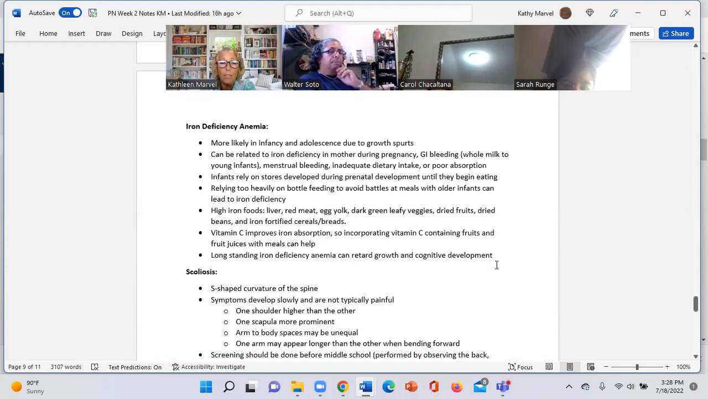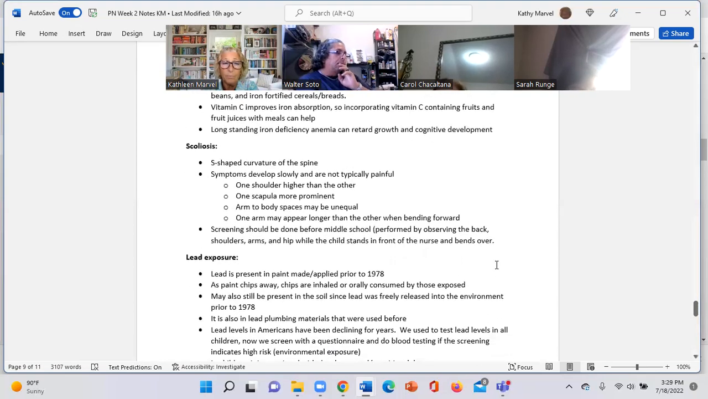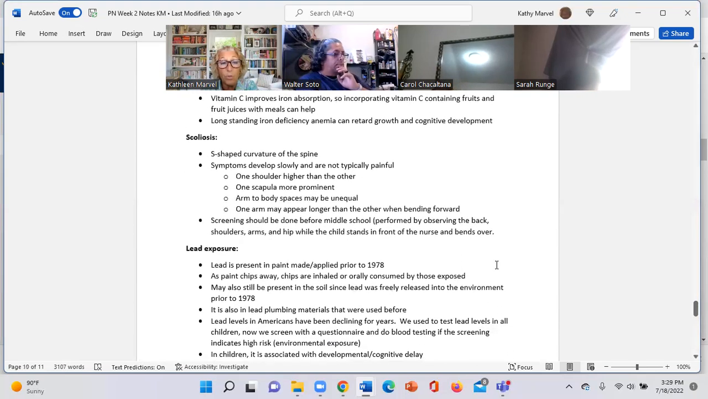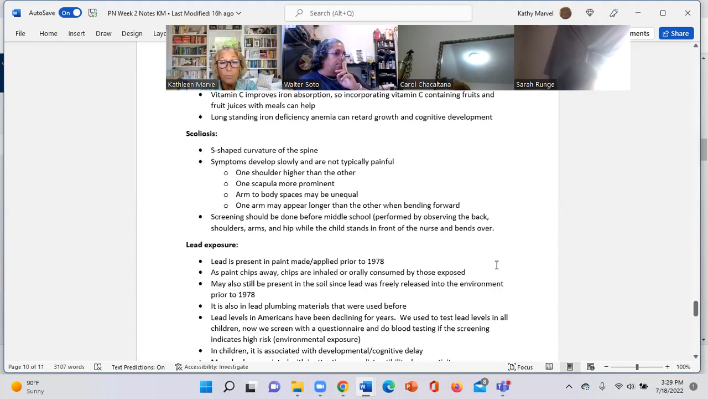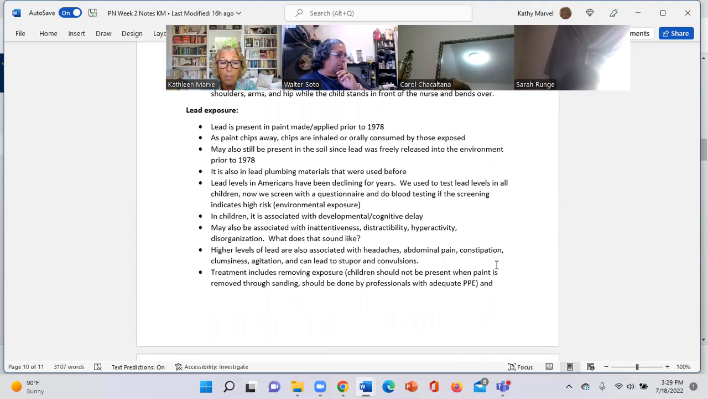Iron deficiency anemia. One of my kids had this because he had huge growth spurts, exactly what the first bullet says. When he was super young, he had huge growth spurts and got sick, and we finally figured out that it was iron deficiency anemia. Scoliosis. That's something else we screen for in schools. And then lead exposure, we talked about.